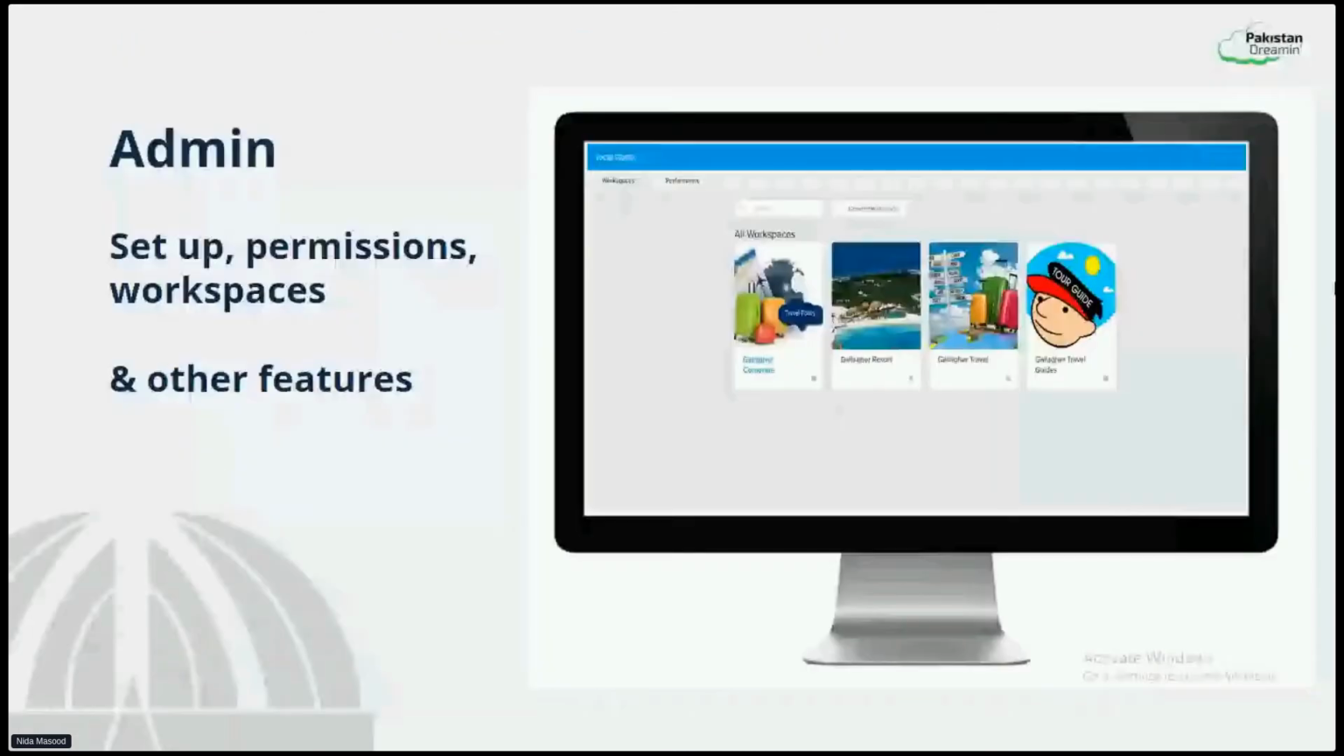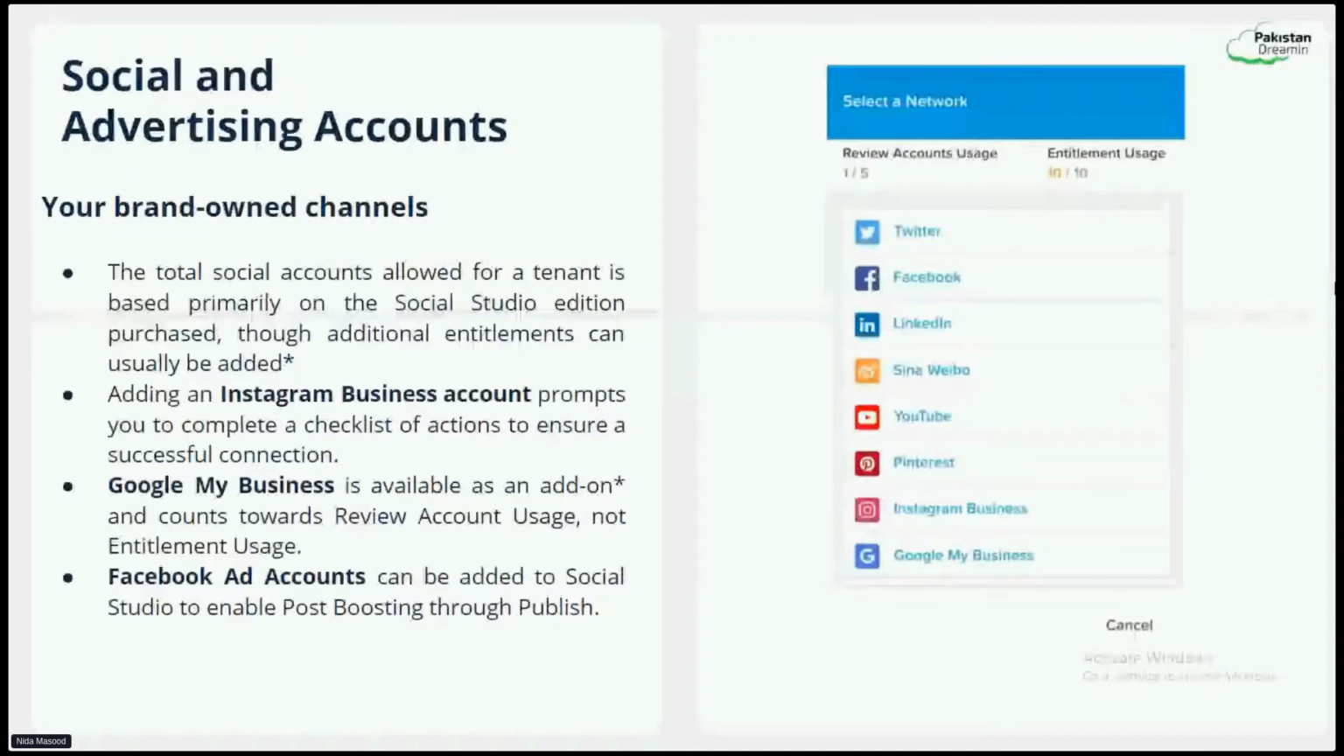The first step is basically to set up and give permission to your workspaces. So social advertising accounts that are basic, your different media channels that you have, your Twitter account, your Facebook account, LinkedIn. These are the tenants that you basically have owned, and you have business accounts in them. Then you add all these accounts, like an Instagram business account, that prompts you to complete a checklist of actions to ensure successful connections.